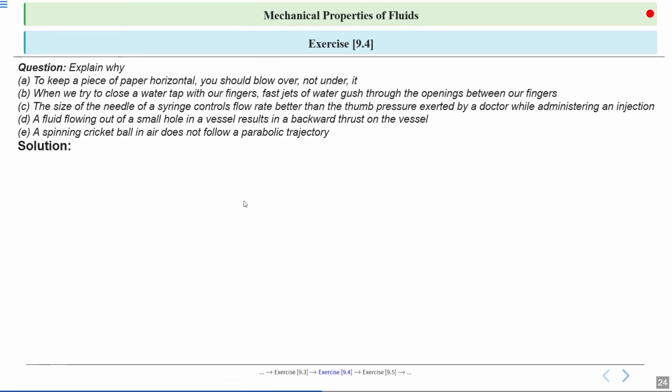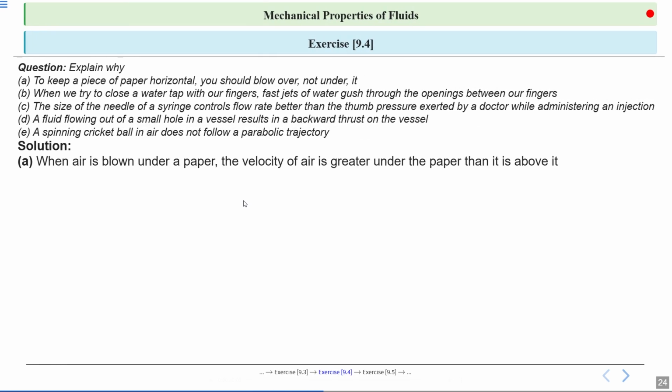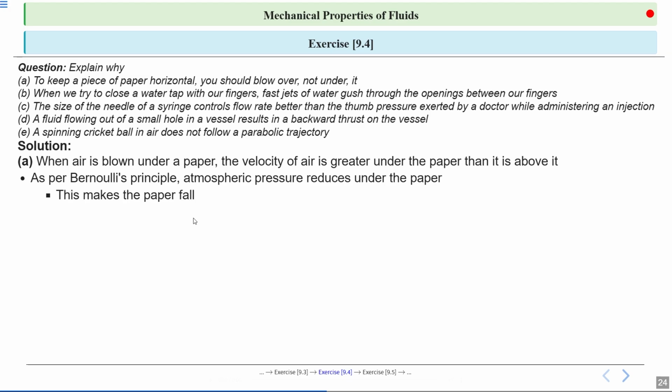Let's see the solution. When air is blown under a paper, the velocity of air is greater under the paper than it is above it. As per Bernoulli's principle, atmospheric pressure reduces under the paper. This principle is fundamental in fluid mechanics and helps explain many phenomena every day. This makes the paper fall. So, to keep a piece of paper horizontal, one should blow over it.